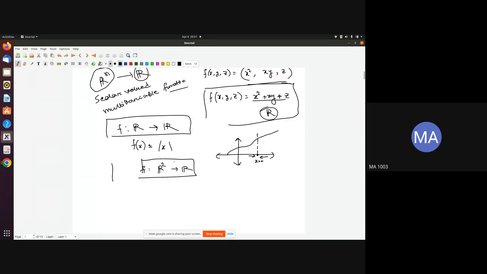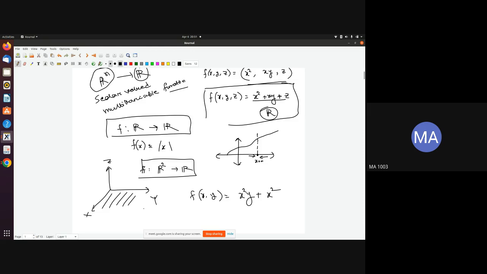Just I have increased one dimension. I have gone to R2. So when I am drawing this function, this plane is my R2 and I am plotting my output along this Z axis. So I am taking input like this and I am getting an output.